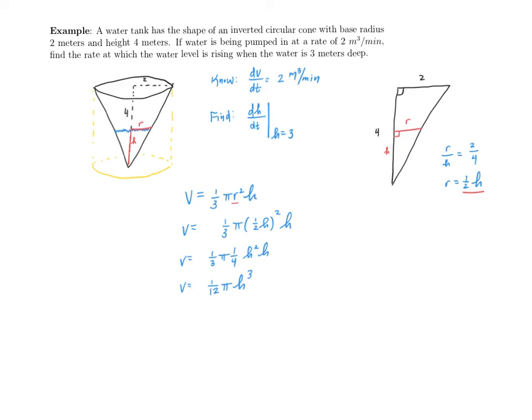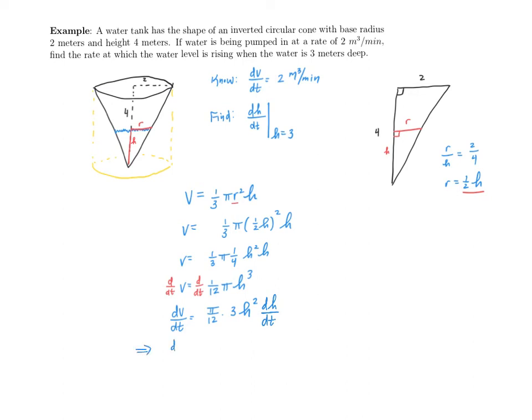So we differentiate both sides implicitly with respect to t. On the left-hand side, we have dV/dt. On the right-hand side, we would have pi over 12, a constant, times 3h squared. And note it's an implicit derivative, so we multiply by dh/dt. dh/dt is the quantity that we want to solve for.